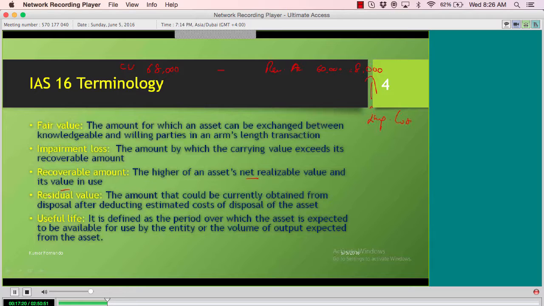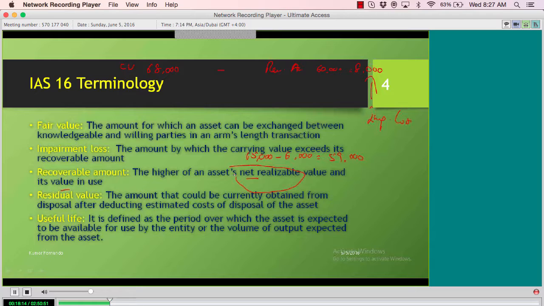So let's assume that we can dispose of this asset for 65,000, and to dispose of that one, we need to spend 6,000 for selling expenses. So the net realizable value is the disposal value minus selling expenses. In this case, I'm assuming it is 6,000. Net realizable value is 59,000. Now, the recoverable amount is the higher of net realizable value or value in use.